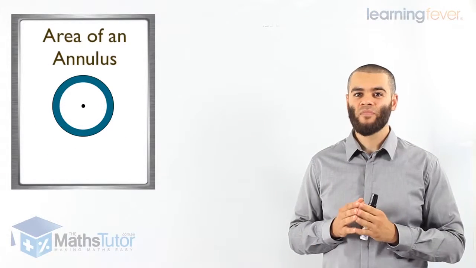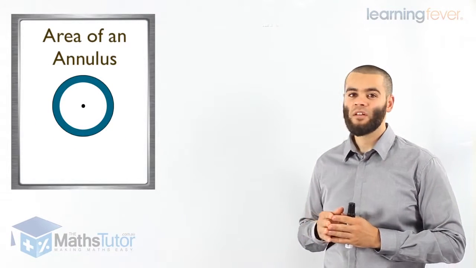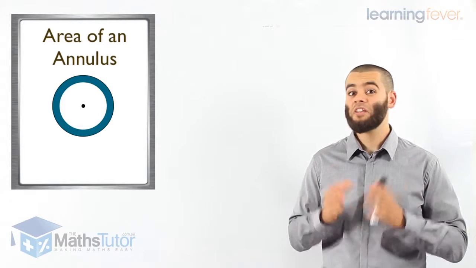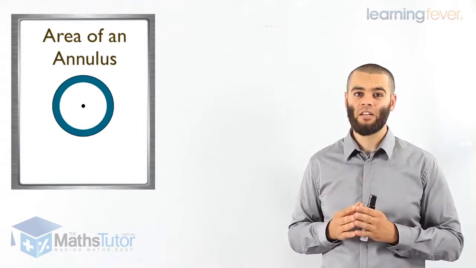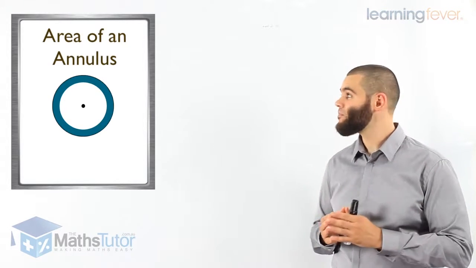Hey everyone, have you seen this shape before? And you think, what's it called? It's called an annulus. An annulus is, as you can see, a big circle and it has a hole in it, like a donut shape. That's called an annulus. A-N-N-U-L-U-S. An annulus has a special formula.